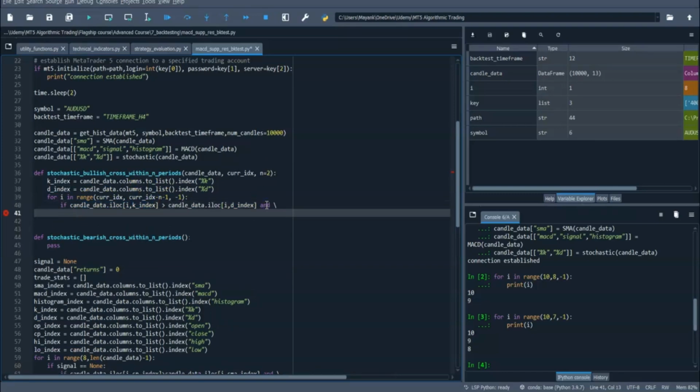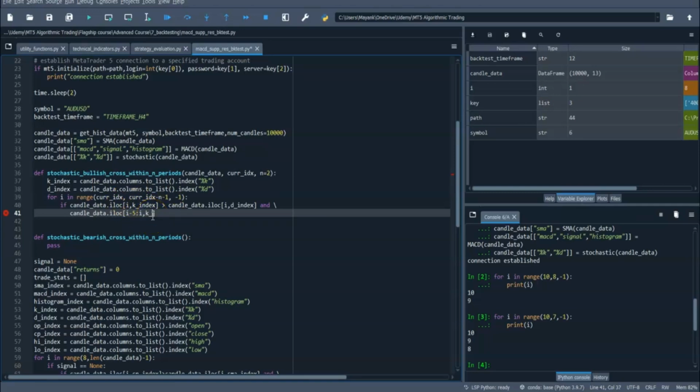And we have to ensure that the previous few K indices were less than D indices. And let's use the same count that we are using for MACD. We'll check the previous 5 candles and make sure that the D index was greater than the K index during those 5 candles. So candle_data.iloc. Again, we have to be a bit careful here. We want to check from index i-5 till i, not including i, because we are already including i, so I can have i here.